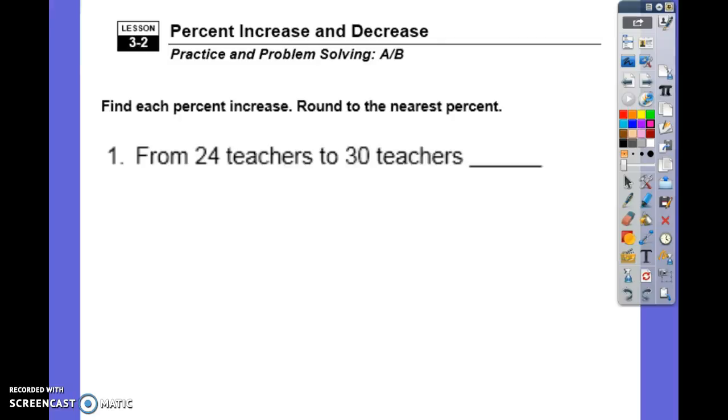Today we're going to work on percent increase and decrease. Find each percent increase, round to the nearest percent. Number 1, from 24 teachers to 30 teachers.